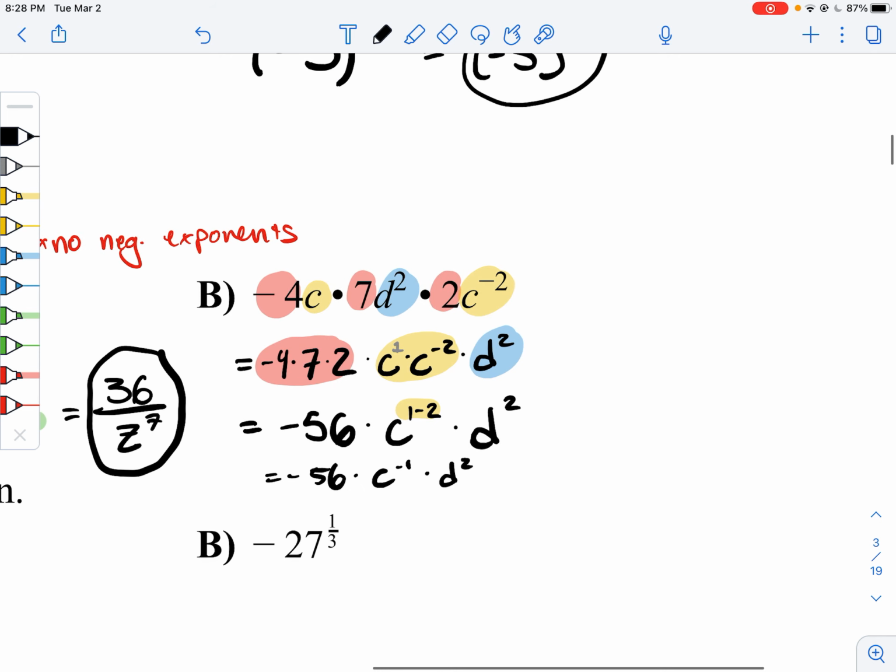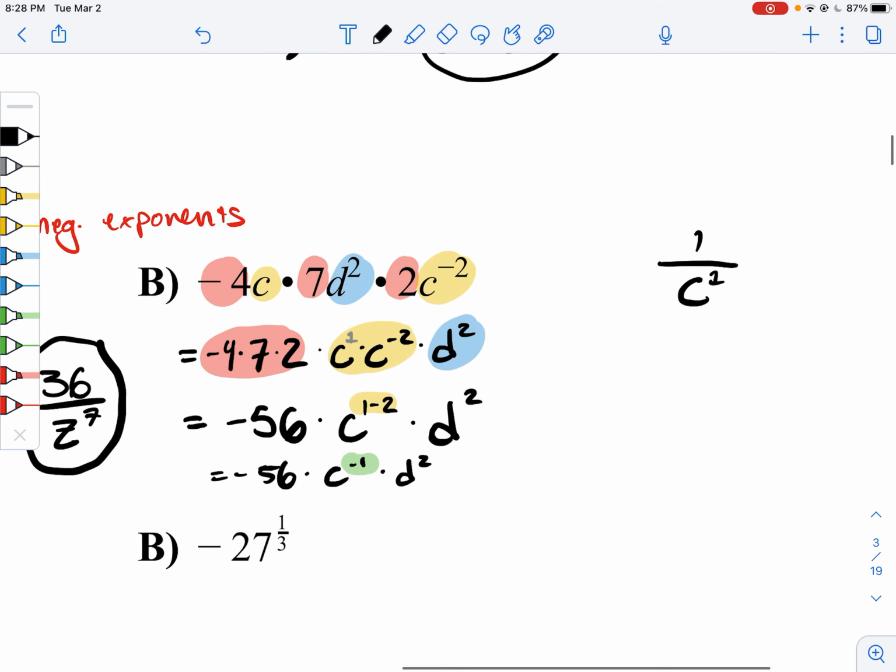But remember to have a negative exponent. That's the same thing as 1 over C to the first power. But you guys know by now that to the first power you don't even need to write, so I'm just going to leave that there. So that's the same thing as -56 times 1 over C times D squared.